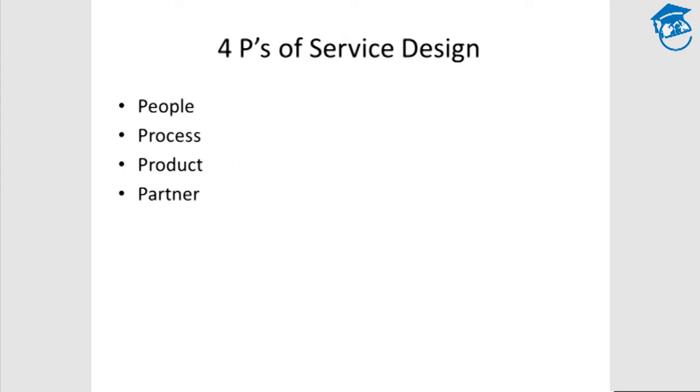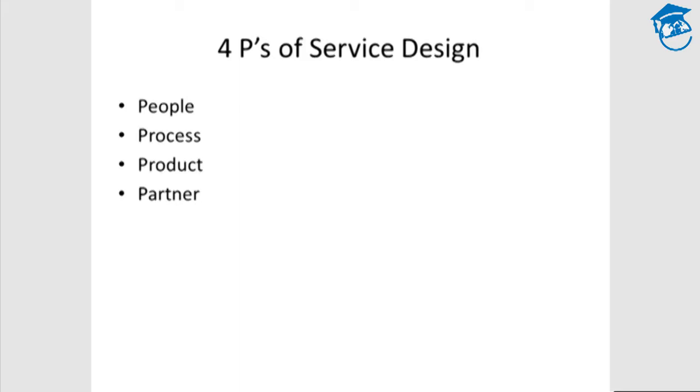Then the process is the service management process required to support the service. We are supporting the service because we are delivering a service to the customer. So people means the requirement of human resources to support the service. Process means the requirement of the process. Which process? The service management process required to support the service.